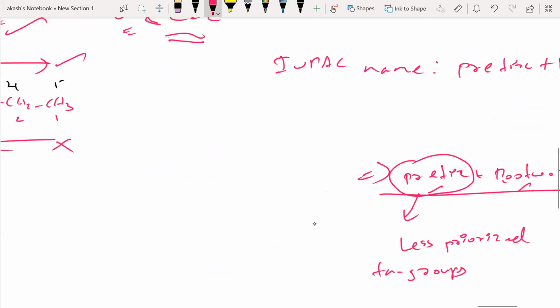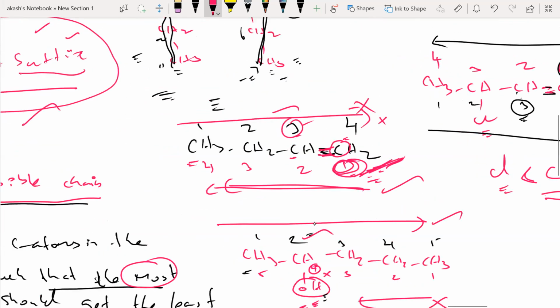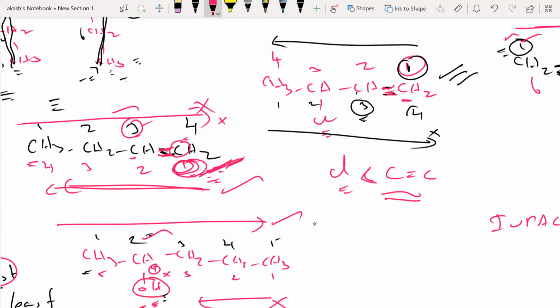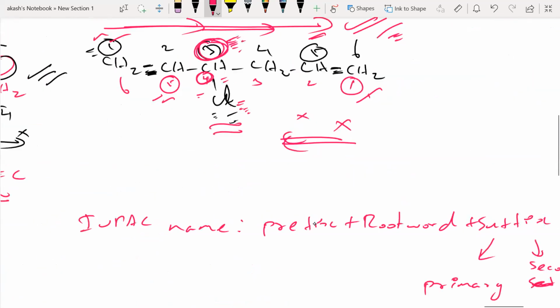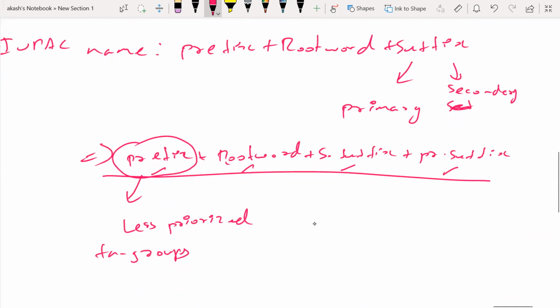Say for example, in this compound we have a double bond and a Cl. You will write Cl as a prefix because that has lesser priority. Be very careful: the double bond has more priority, so that will not come in the prefix, but whichever has lesser priority will come in the prefix part. That is what is told here: the prefix gives information about less prioritized functional groups.